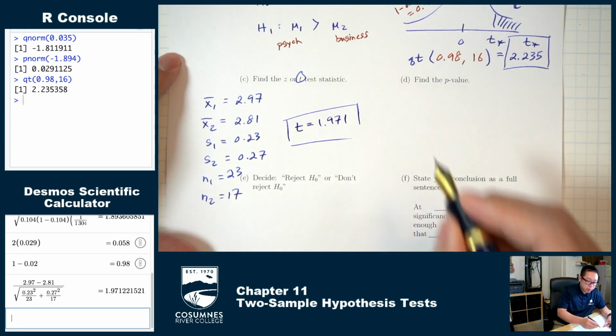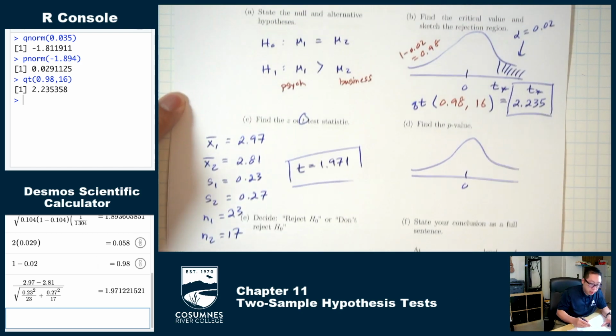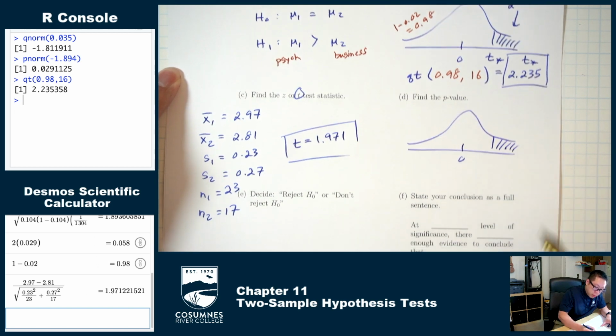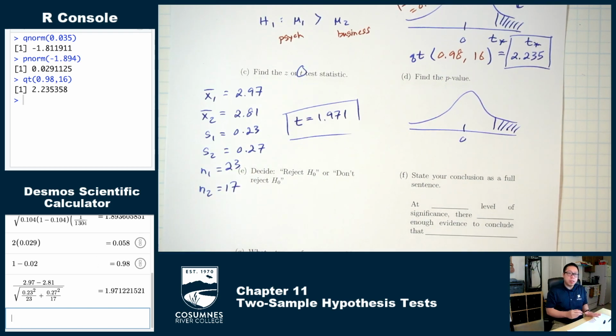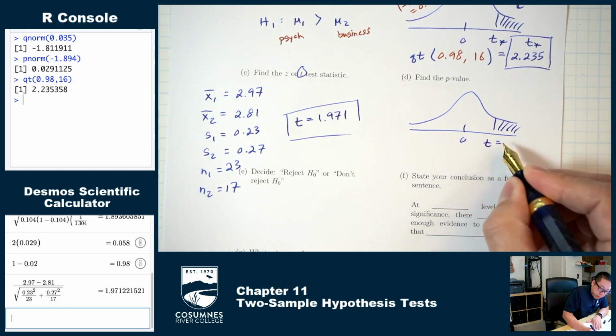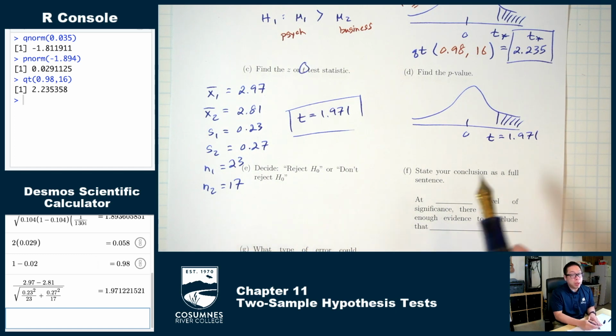Part D, find a p-value. We're going to draw the same picture that we drew in part B. Greater than, it's going to be shaded to the right. Put your test statistic on the picture. So there's just one here. 1.971. Okay, it should match your picture, right?